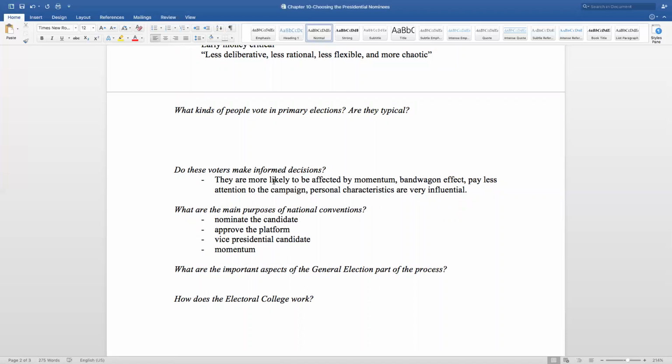These voters are typically affected by momentum, bandwagon effects. They look at personal characteristics in the primaries a lot.